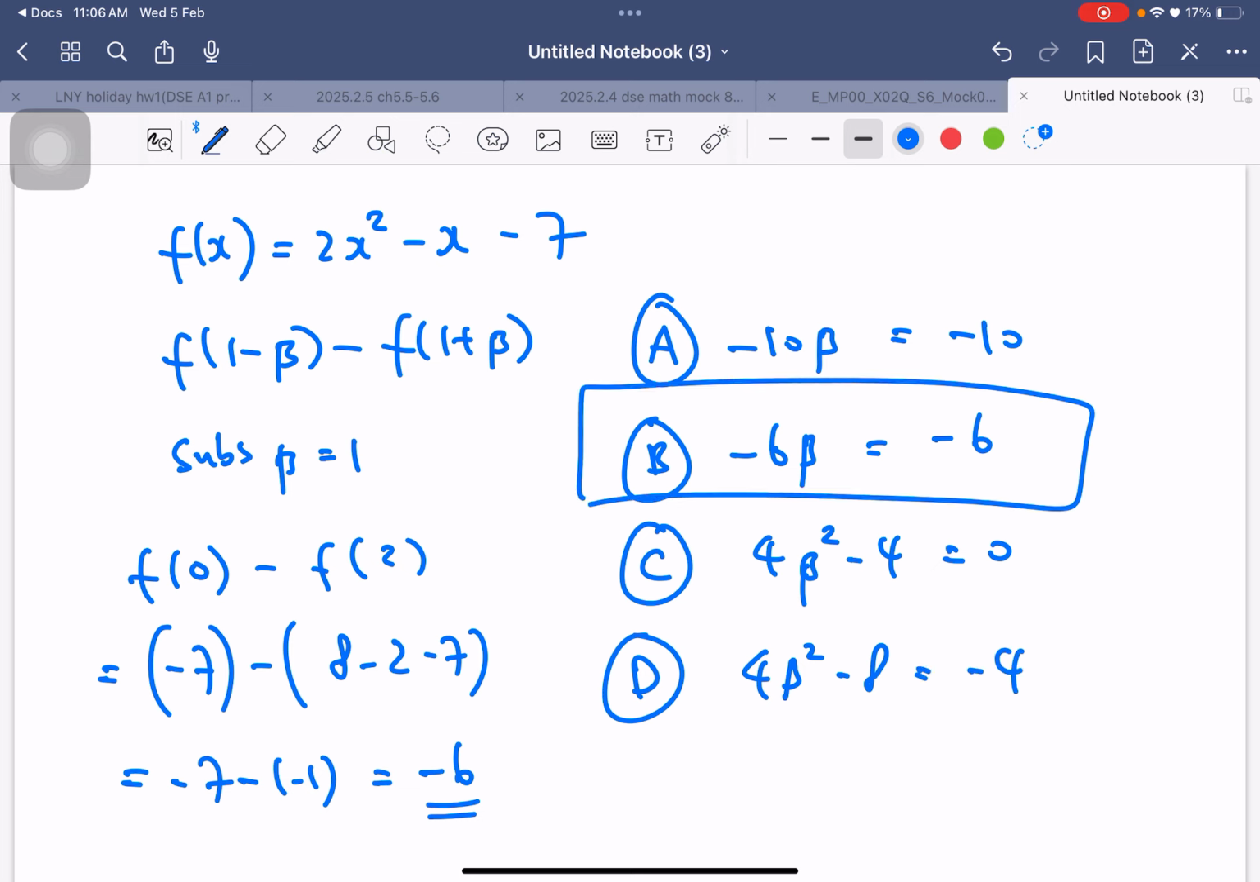Okay? If you think it's hard to expand the brackets, then just substitute a number. Okay? Then it's much easier. Alright? Or questions 1, 2, 3, 4, 5, 6, 7, 6, 4, 7, you can't get it wrong. Okay?